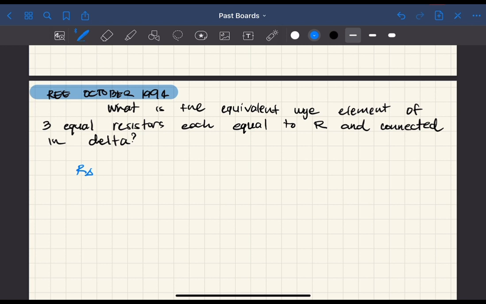R delta is equal to 3Ry. And these delta connected resistors are each equal to R. So R is equal to 3 Ry. Therefore, Ry is equal to R over 3. So that's it. That's the answer for this problem.